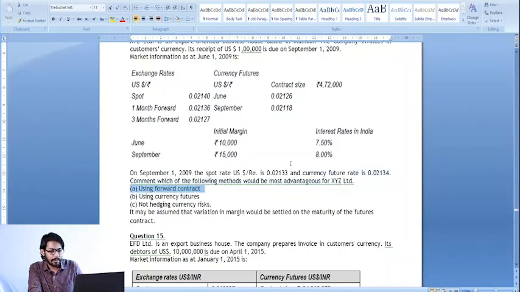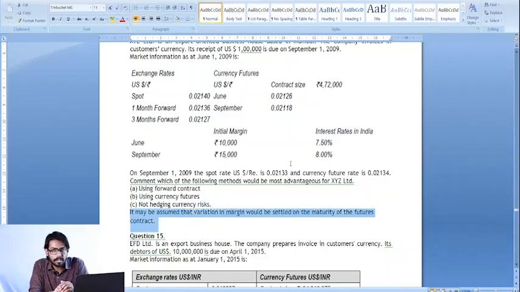Comment on which of the following methods will be most advantageous for XYZ Limited: A. Using forward contract, B. Using currency futures, and C. Not hedging currency risk. It may be assumed that variation in margin would be settled on the maturity of the futures contract.